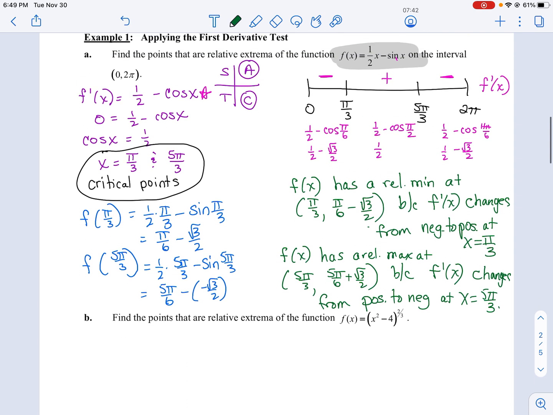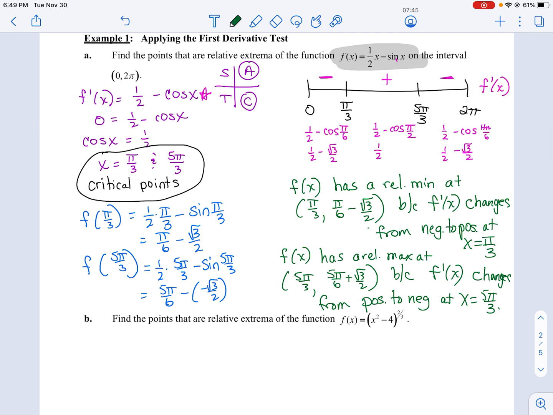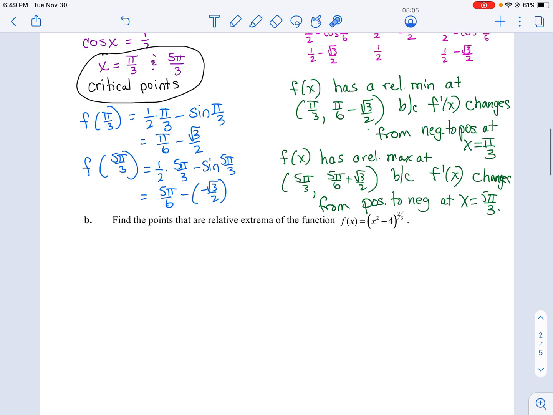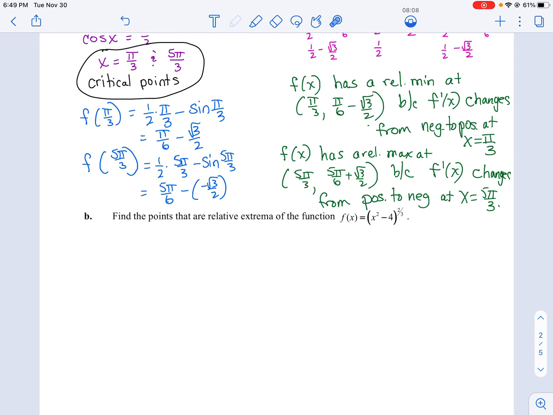All right, so one more time. The first derivative test says this: if you find your critical points, create a number line test, and anywhere the first derivative is changing from negative to positive, there's a relative minimum. Where the first derivative is changing from positive to negative, you have a relative maximum. All right, let's move on to part B.